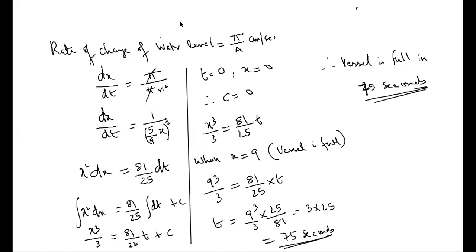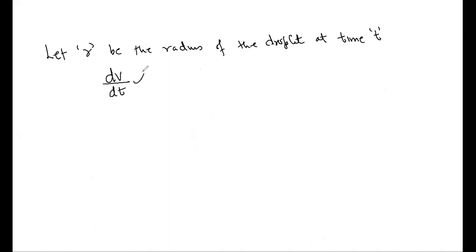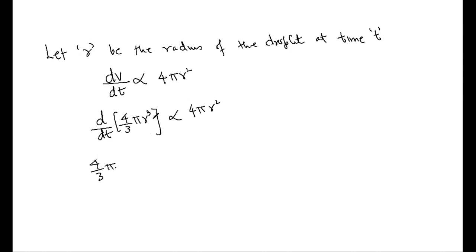So what are the variables we have in this problem? Let r be the radius of the droplet at time t. Then the rate of change of evaporation, so dV by dt, is proportional to the surface area. So d by dt of 4 by 3 pi r cube is proportional to 4 pi r square. So 4 by 3 pi r cube, when you differentiate this, 3 r square dr by dt is proportional to 4 pi r square.